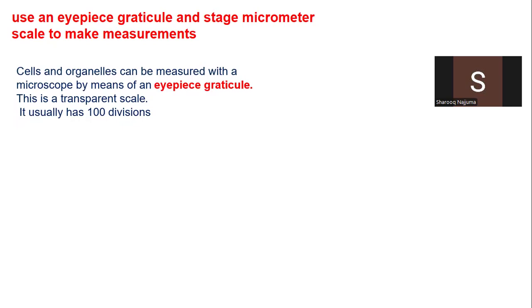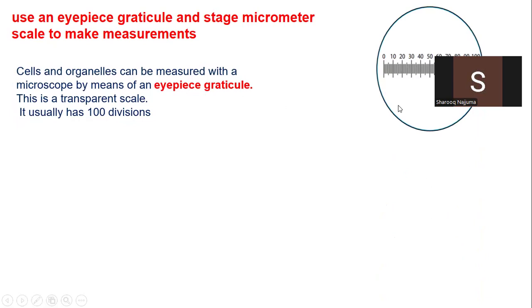So there is a small instrument known as an eyepiece graticule. This eyepiece graticule is a transparent scale. Assuming this is your eyepiece and this is your field of view, most of the time that transparent scale is inbuilt within an eyepiece. Some eyepieces have already inbuilt eyepiece graticules. That is why it is called an eyepiece graticule, because it's formed within an eyepiece. And this is how it looks.